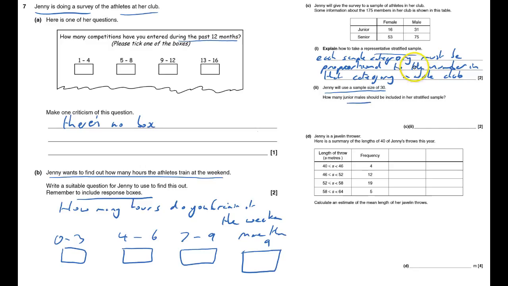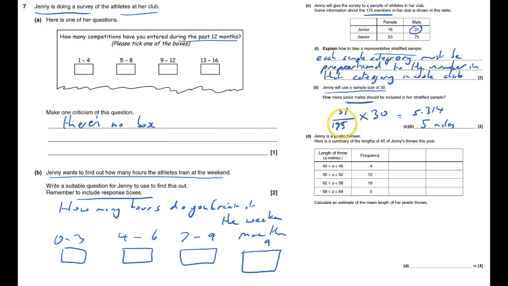So Jenny's going to use a sample size of 30. How many junior males should be included in the stratified sample? Well, it won't be very many, but junior males is 31 out of, and it says at the top here, 175. So it's got to be 31 out of 175 as a fraction of 30, and that is 5.314. You can't have 0.3 of a person here, so how many junior males should be included? It should be 5 junior males.